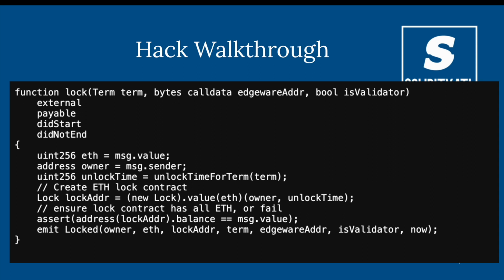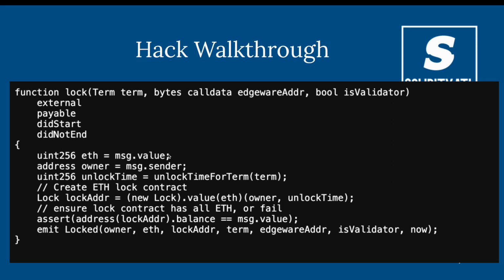So all you need to really know about Lockdrop is this was some type of protocol that had some type of locking mechanism. If you needed to lock something, you'd create a new ETH lock contract, and then you would lock this contract. I believe it was some type of older model of staking. So you create the ETH lock contract here, and then you ensure the lock contract has all ETH or it fails. Pause this video and see if you could find the vulnerability in this code.